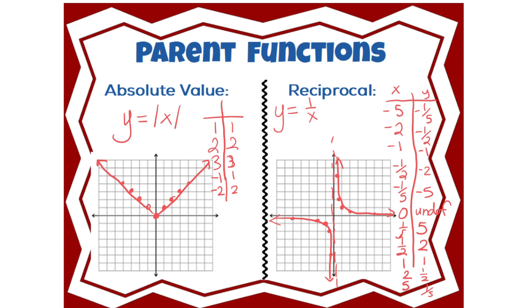And actually, if you look closely at this, you can see, oh, there's probably a horizontal asymptote also. Yep, the reciprocal function has a vertical asymptote and a horizontal asymptote right at the axes, and then it just has these 2 curves going on.